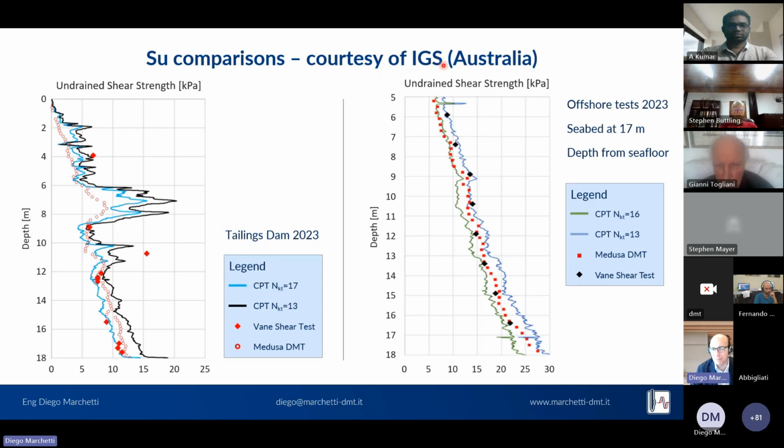Another example, again courtesy of IGS Australia, in an offshore test with a seabed of 17 meters, and the depth on the y-axis starting from the seafloor. So 5 is 5 meters below the seafloor. And as you may see, the red points are the Medusa DMT, the black diamonds the vane shear tests, which are almost exactly the same as the undrained shear strength with the formula I just showed you, proposed by Professor Marchetti in 1980, and the CPT again with the NKT factor was calibrated between 13 and 16.